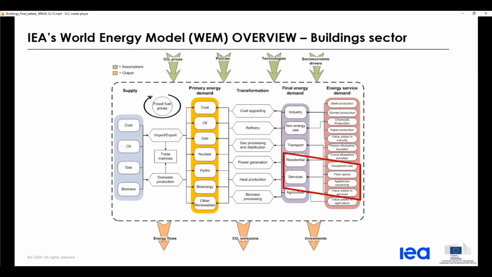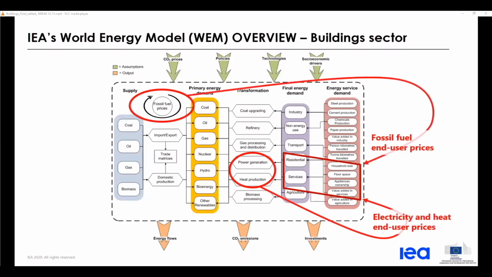On this slide, you have the general schematic overview of the World Energy Model. In this presentation, we will focus on the building sector, which includes the services and residential sectors, encircled in red on the slide. You can also see the main drivers of the related energy service demand. When looking at this overview, we should not forget an important additional feedback that needs to be considered: the impact that electricity, heat, and fossil fuel prices have on end-use demand in general, and in this particular case, on the energy demand in the building sector.